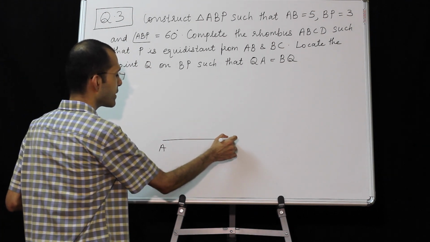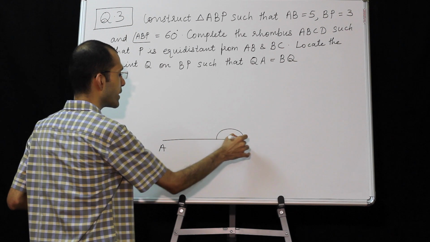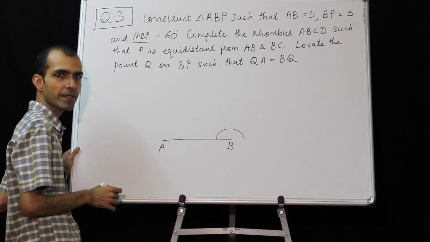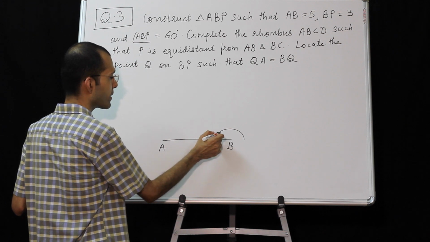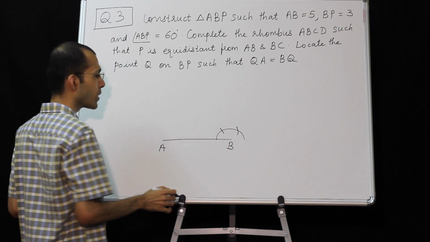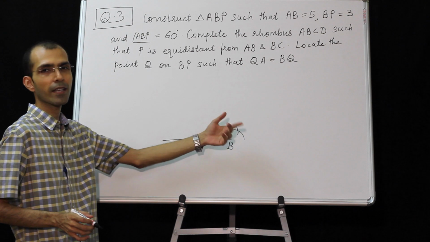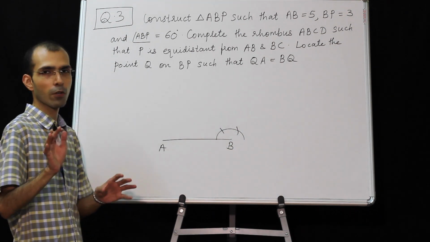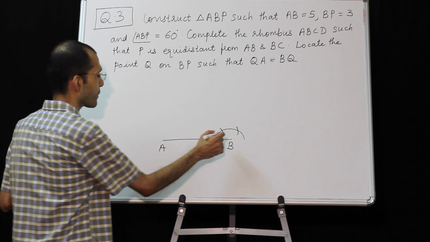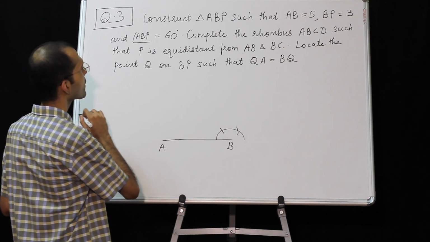Now with B as the center, any convenient radius, we draw this semicircle. With the same settings unchanged, and with this as the center, we cut 2 arcs. So we will get 60 degrees and 120 degrees. We have just drawn that and kept it. Whether it will be useful or not, we don't know, but let's first complete the triangle.